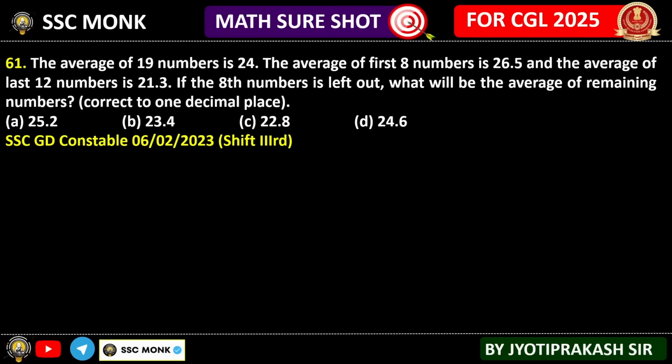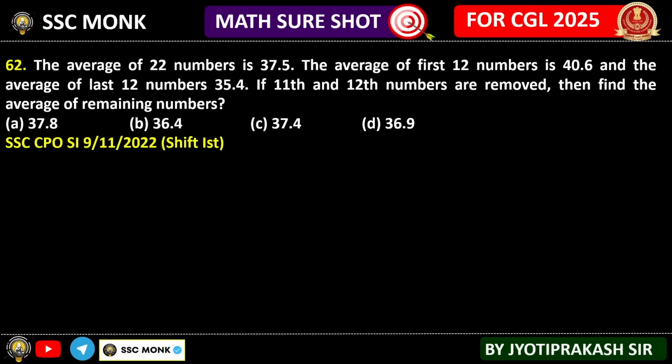Next, the average of 19 numbers is 24. The average of the first 8 numbers is 26.5. The average of the last 12 numbers is equal to 21. Same question I solved previously. Homework. Next, the average of 22 numbers is 37.5. The average of the first 12 numbers is this much, the last 12 numbers is this much. The 11th and 12th numbers are removed. Find the average of the remaining numbers. Same question. You know, if you add both of these and take out the total, you will get the 11th and 12th number.